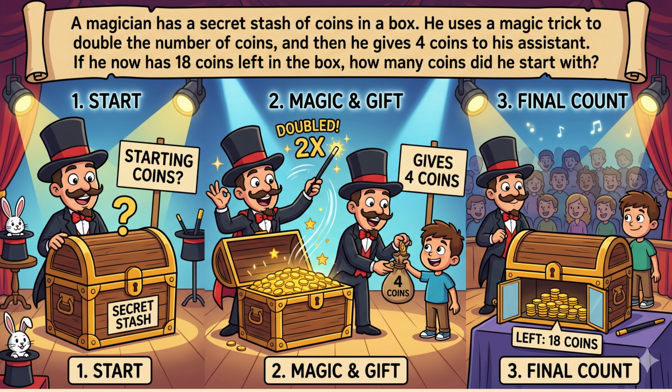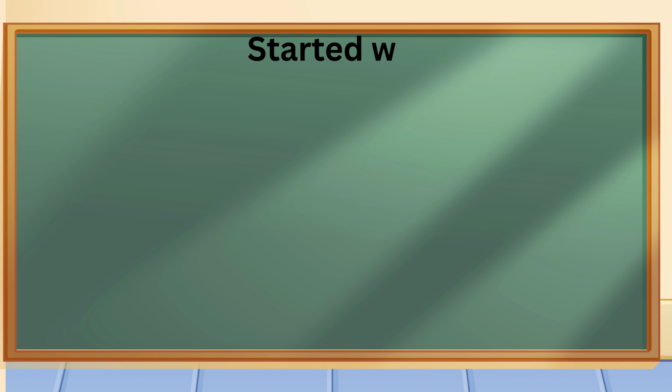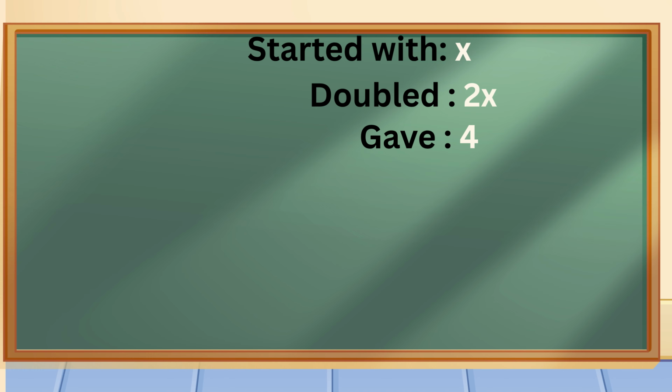Let us solve this step by step by translating the story into an algebraic equation. Let x be the number of coins the magician started with. The magician uses magic to double the number, so x will become 2x. Now he gives 4 coins to his assistant, so 2x minus 4. We are told that he has 18 coins left, so the final equation becomes 2x minus 4 equals 18.